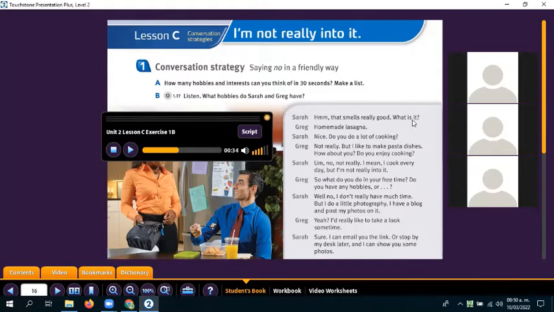So that's connected speech. What is it? And that smells. That's another connected speech. She didn't say that smells, right? She said that smells. So how would you say that? It said that smells really good. What is it? That smells really good. What is it?